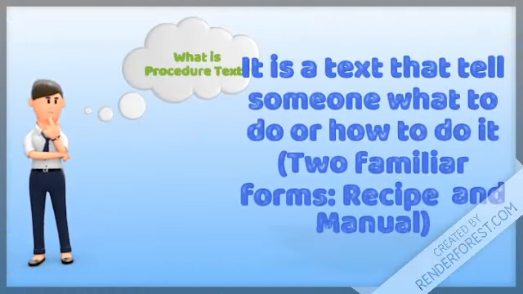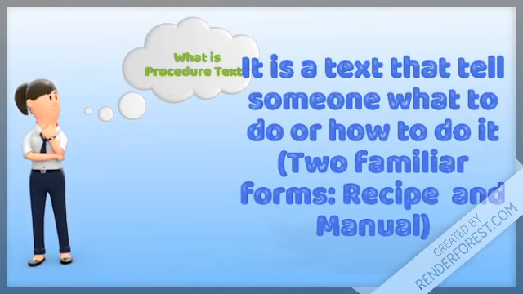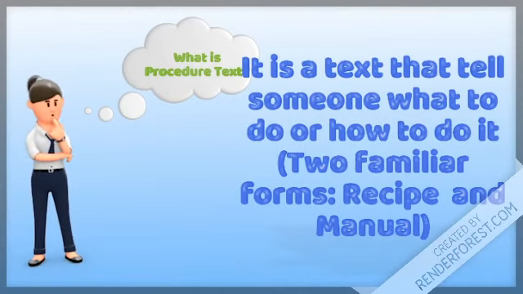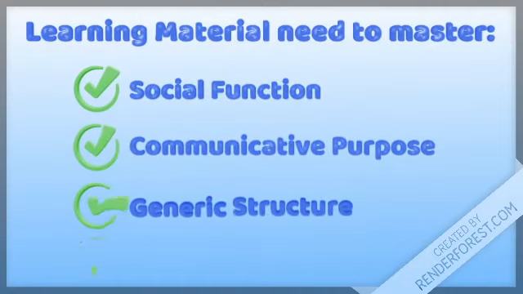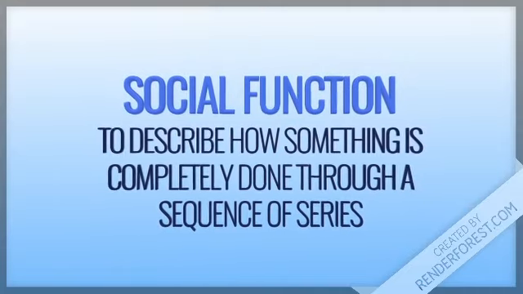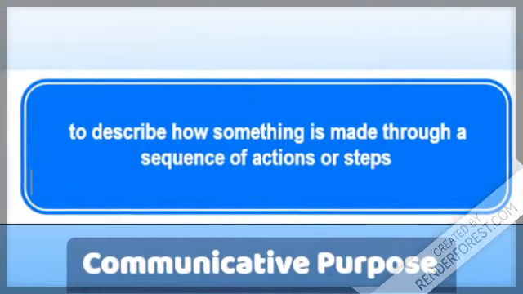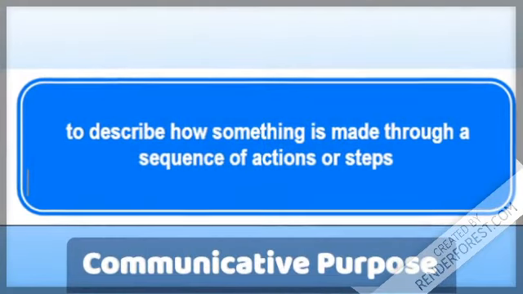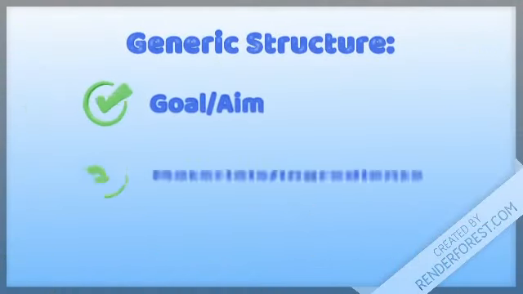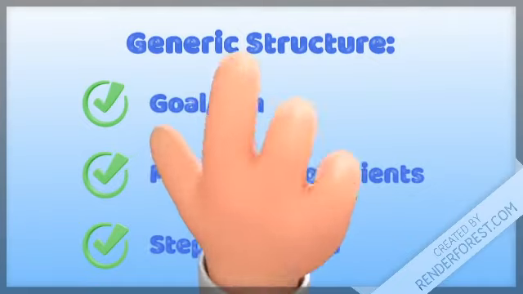So, what is procedure text? It is a text that tells someone what to do or how to do it. Two familiar forms are recipe and manual. To make a procedure text, study these 4 points. The social function is to describe how something is completely done through a sequence of series. The communicative purpose is to describe how something is made through a sequence of actions. The generic structure is goal or aim, materials or ingredients, and steps or methods.